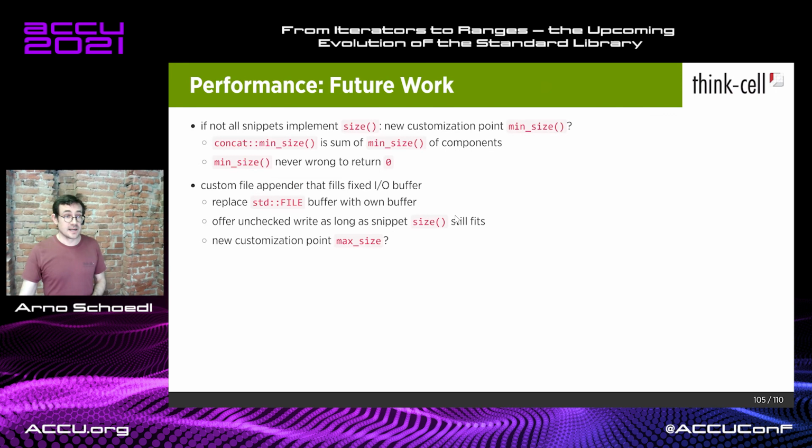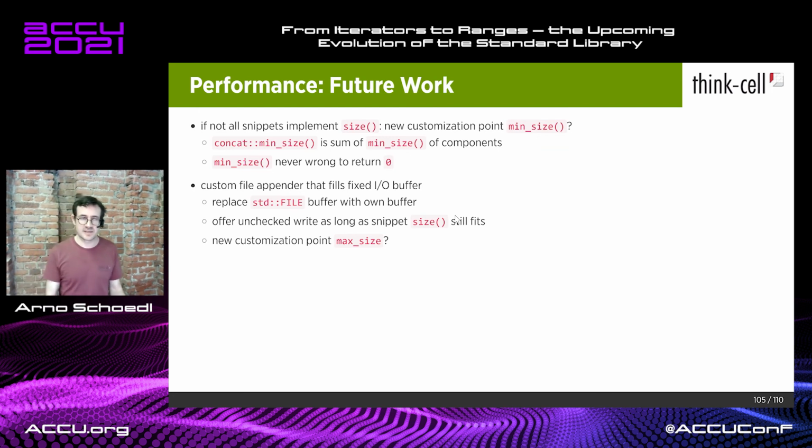All right. Now there is a bit of future work. So if there are special cases when, for example, the size can't be found for all the snippets that you want to add, maybe there could be a new customization point that says, okay, if my range knows not the exact size, but maybe it can tell me a minimum size, and then the minimum size could always be 0 if you don't know anything.